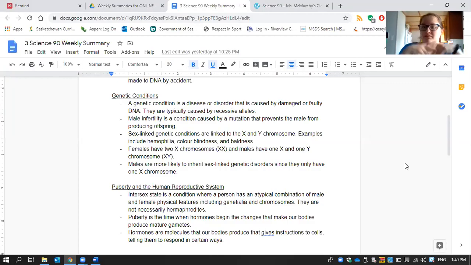In terms of the chromosomes that make up females and males, females have two X chromosomes, a double X, and males have one X and one Y. Because males only have one of each chromosome, they're more likely to inherit sex-linked genetic disorders. If they inherit a recessive trait, that's the only thing that's going to show. There's no possible second chance for a dominant trait to mask the recessive trait.